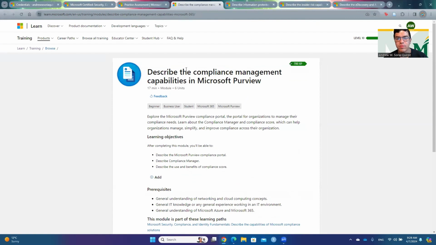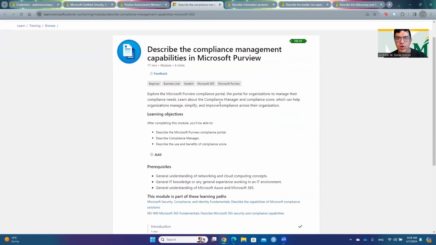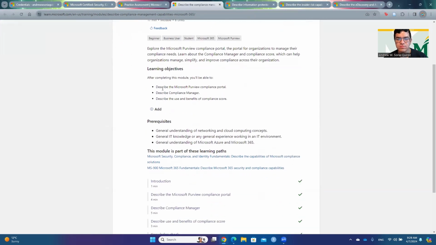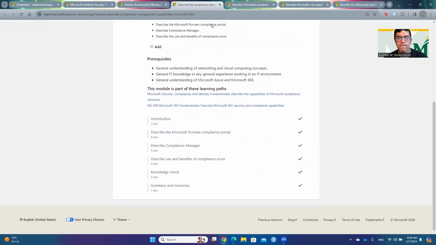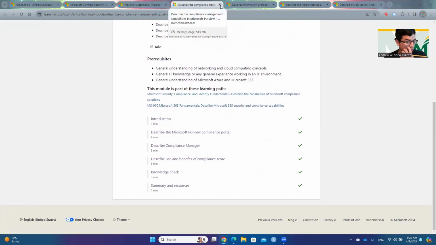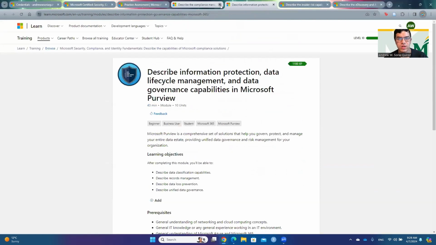Then you have the compliance management with Microsoft Purview. How can you manage the compliance needs? How can you use the compliance manager and compliance score? And how can you manage, simplify, and improve compliance across an organization? You have a compliance score, don't confuse this with your security score. They are very similar, but they are also different in some ways. I will leave that to your own study.